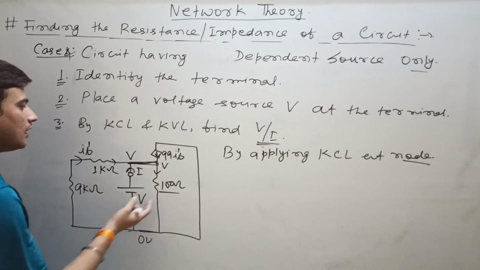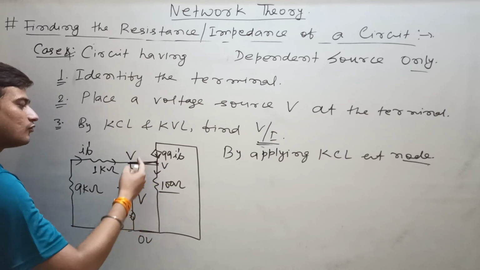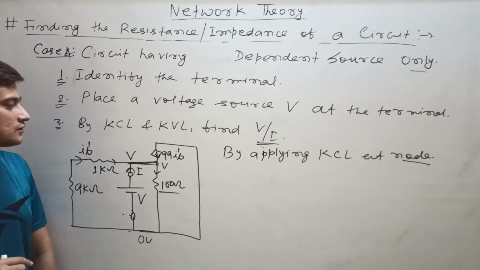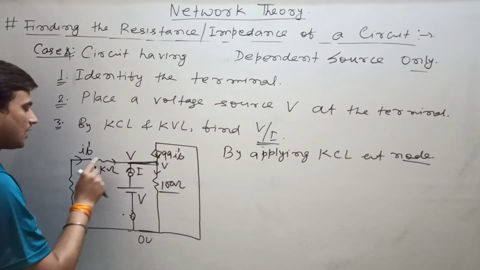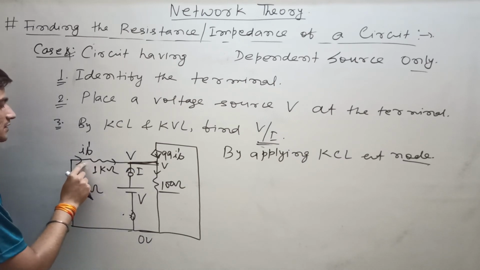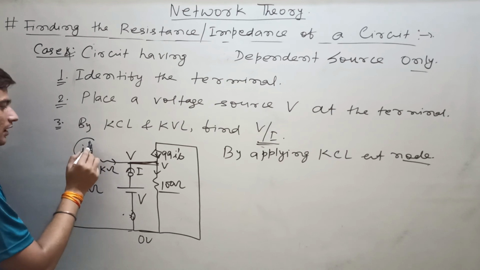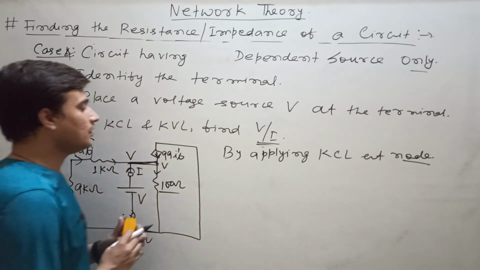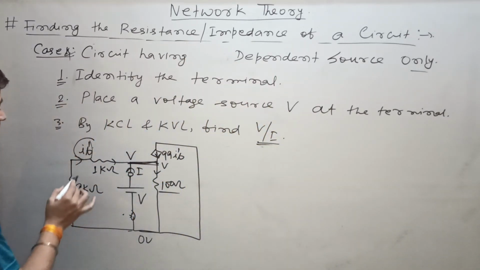But what do you see? Here a dependent source is present in the system. So first we'll have to relate the dependent source with this voltage source. The dependent source value is 99 IB dash, and IB dash is the current associated with this branch. So you will have to relate IB dash with V.